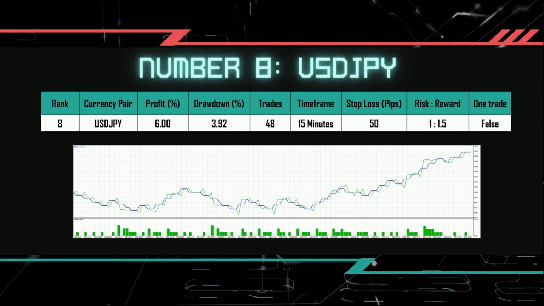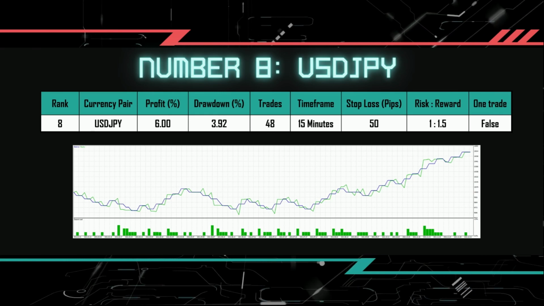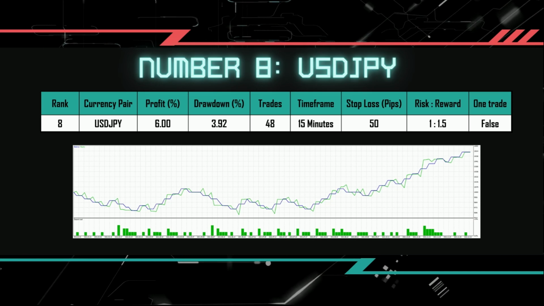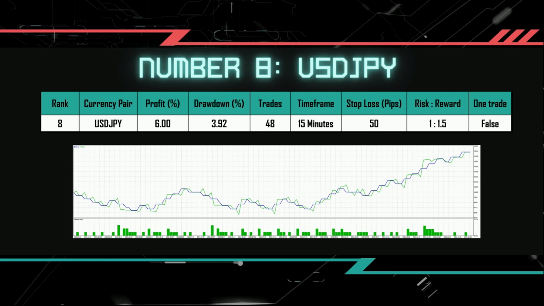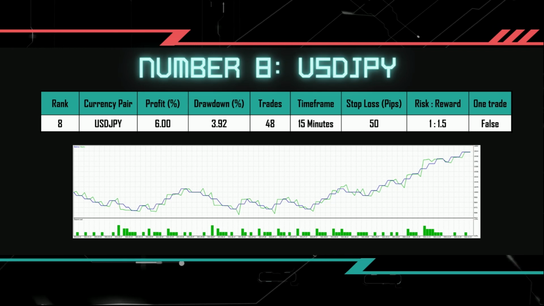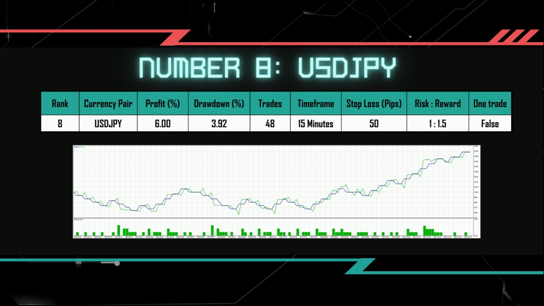At number 8, we have the US dollar and Japanese yen. The drawdown percentage for this pair is slightly higher compared to the previous two pairs, but it also achieved a higher profit percentage. The optimal settings for this pair: 15 minutes time frame, stop loss level at 50 pips, and using a risk to reward ratio of 1:1.5.